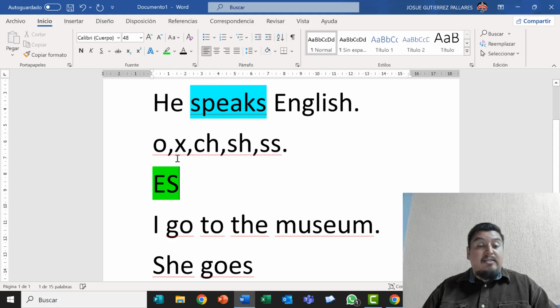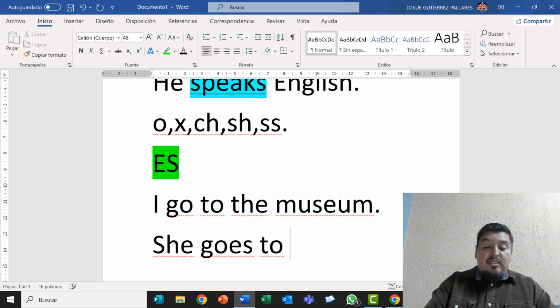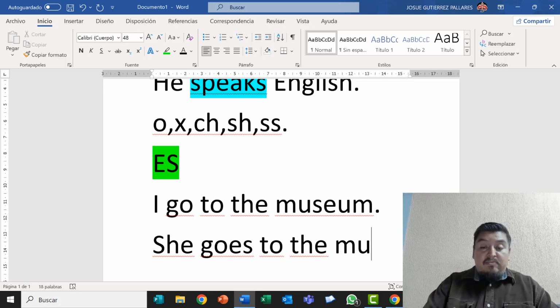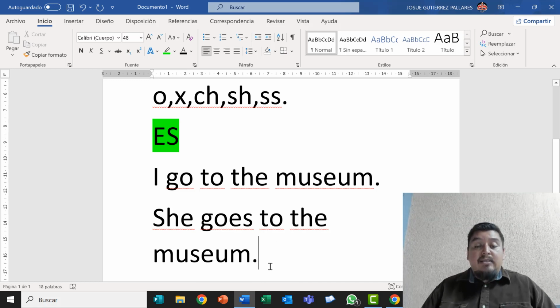Add an es, add ending verb. Al final del verbo agregas una e y una s. Why? Because the ending is o. She goes to the museum. So, it's the same idea for he and it. Remember, just in he, she, and it. Okay? This is rule number 2.